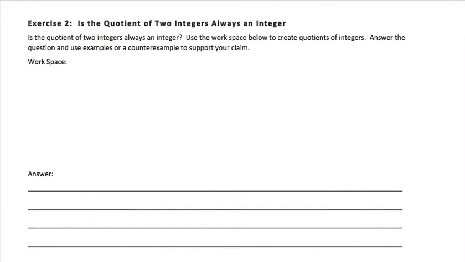In exercise 2, we ask the basic question, is the quotient of 2 integers always an integer? And in class you would have time, and you should take time now to think about different examples that may prove or disprove your answer. So pause the video and take a few minutes to create a variety of quotients and see if you always get an integer. Then restart after you have taken some time.